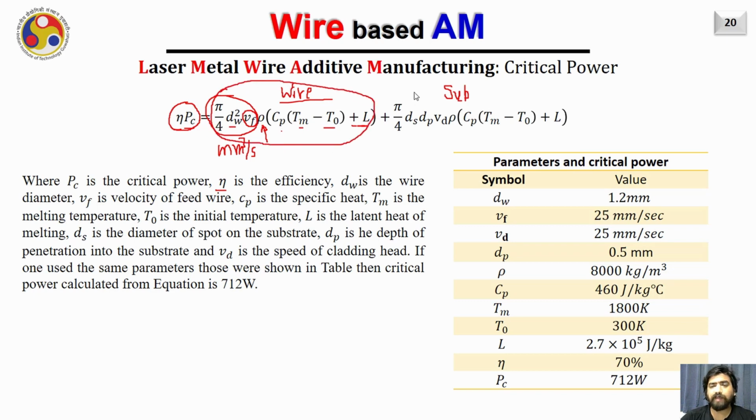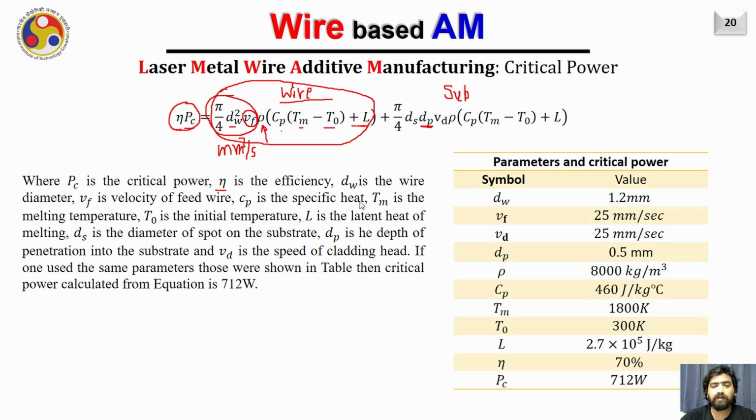At the same time, we have to melt the substrate as well, so that we can obtain appropriate penetration into the substrate. Otherwise, the droplet will be just deposited on the substrate without having any metallurgical bonding with the substrate. Assume that dP amount of the material is getting penetrated or diluted into the substrate.